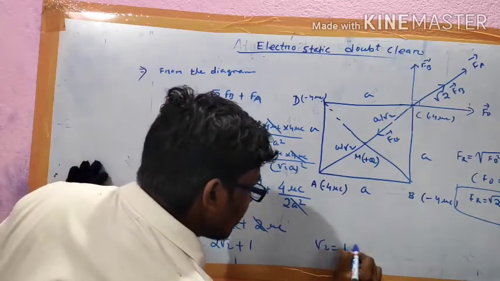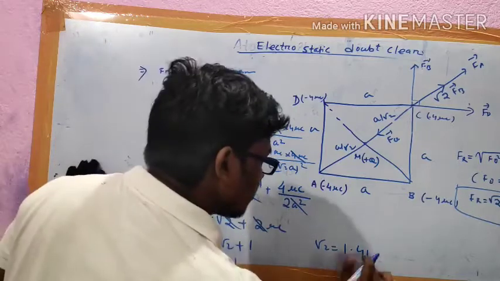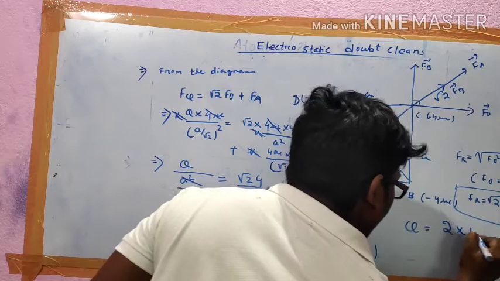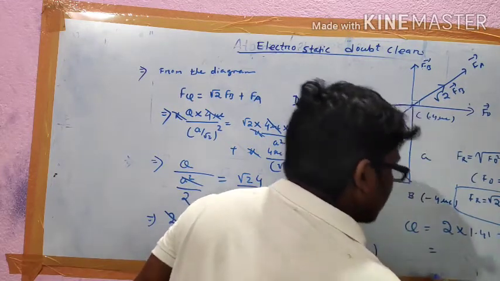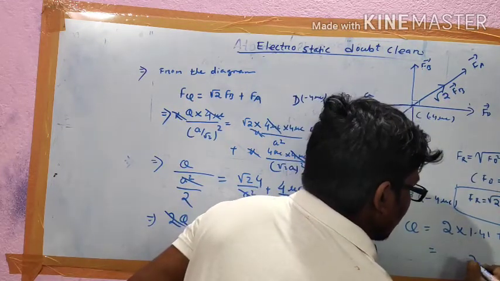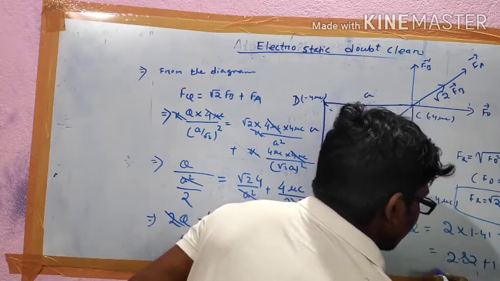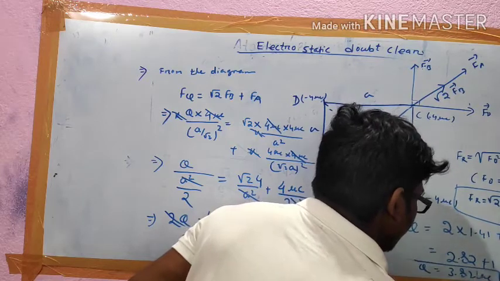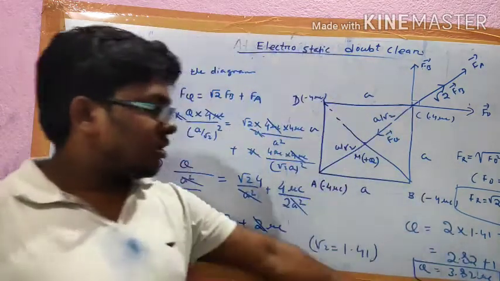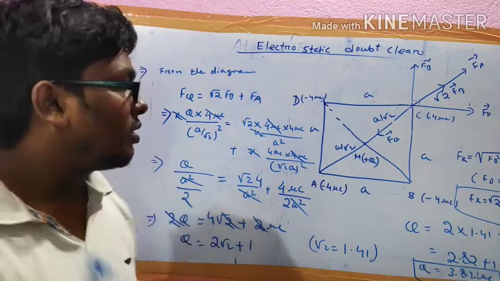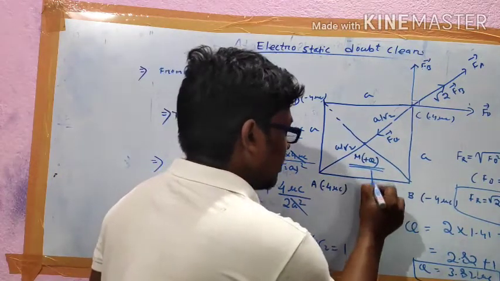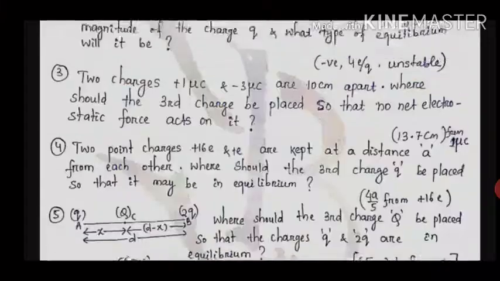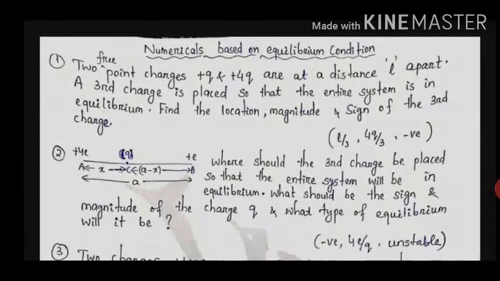So root 2 is equal to 1.41. So q is equal to 2 into 1.41 plus 1, which is 2.82 plus 1 is equal to 3.82 microcoulomb. This is your answer. So this is 3.82 microcoulomb.